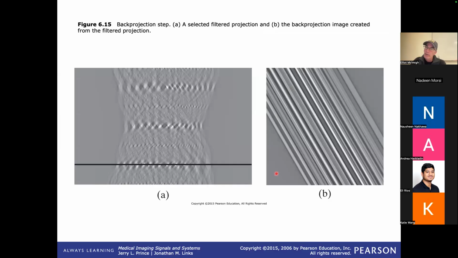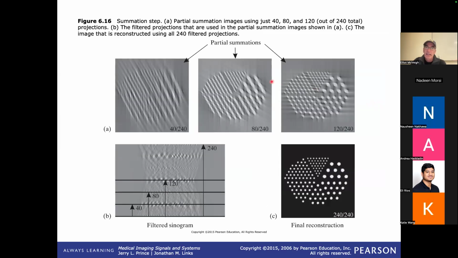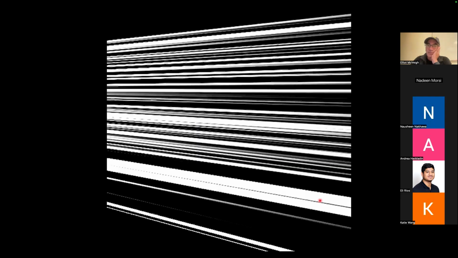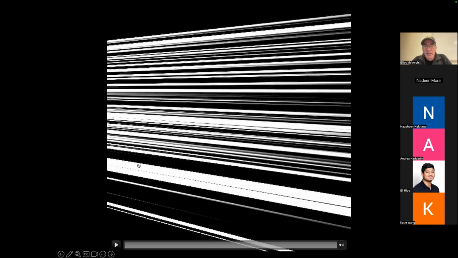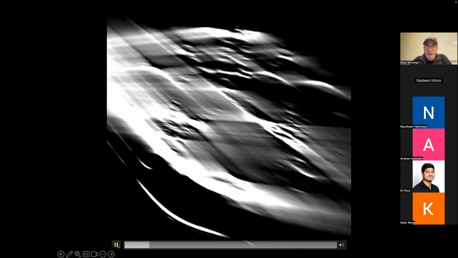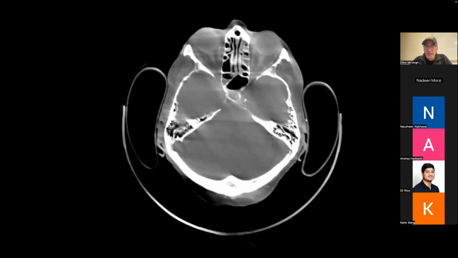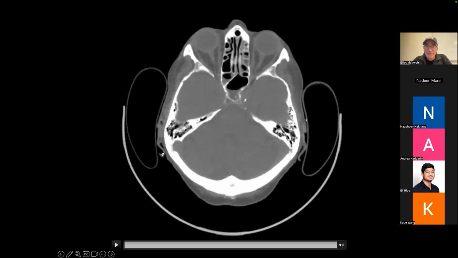So we're now going to back project this function instead of that previous one we did. After 40 projections, we get this. After adding in 80 projections, we get that, 120. And then by the time we're done at 240, we get the original object back. And this is a movie of back projecting these convolved projections and adding them all up to create a picture. And that's how a CT image gets made.